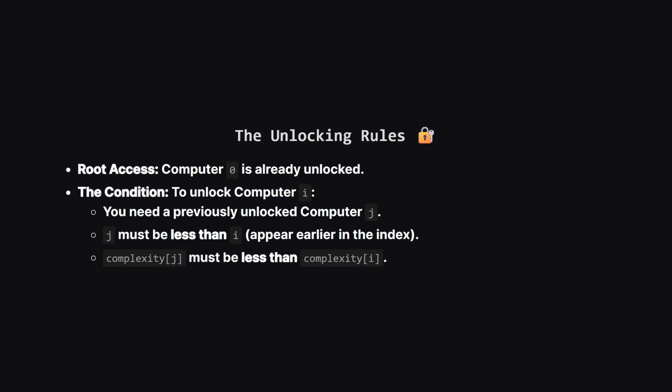Let's clarify exactly how we unlock things. We start with only computer 0. To unlock a new computer, let's call it computer i, we need to find a helper computer that is already unlocked. Let's call this helper j. Two things must be true. First, the index j must be smaller than index i. Second, and this is the important part, the complexity of our helper j must be strictly smaller than the complexity of i. If we can't find a helper like that, we're stuck.